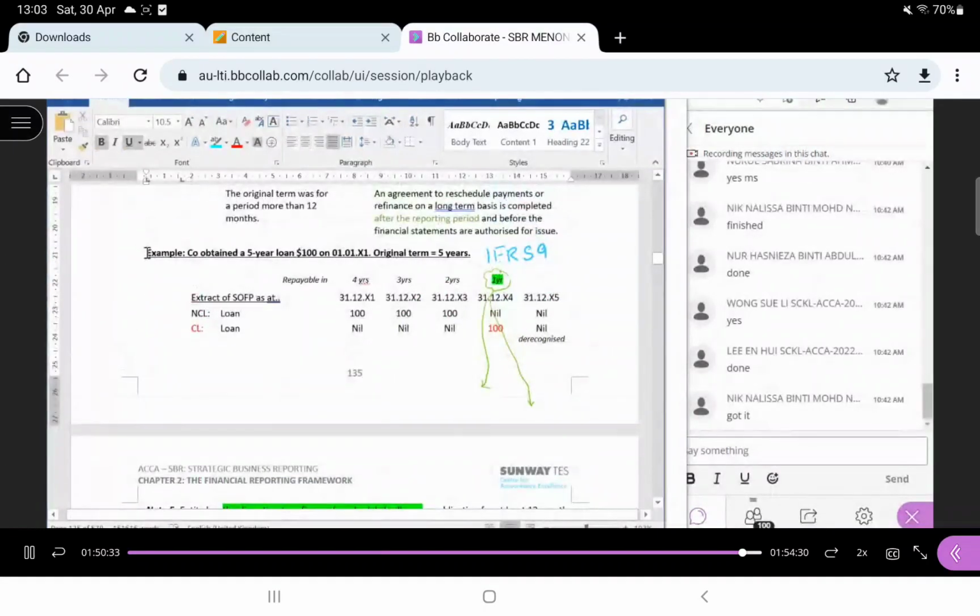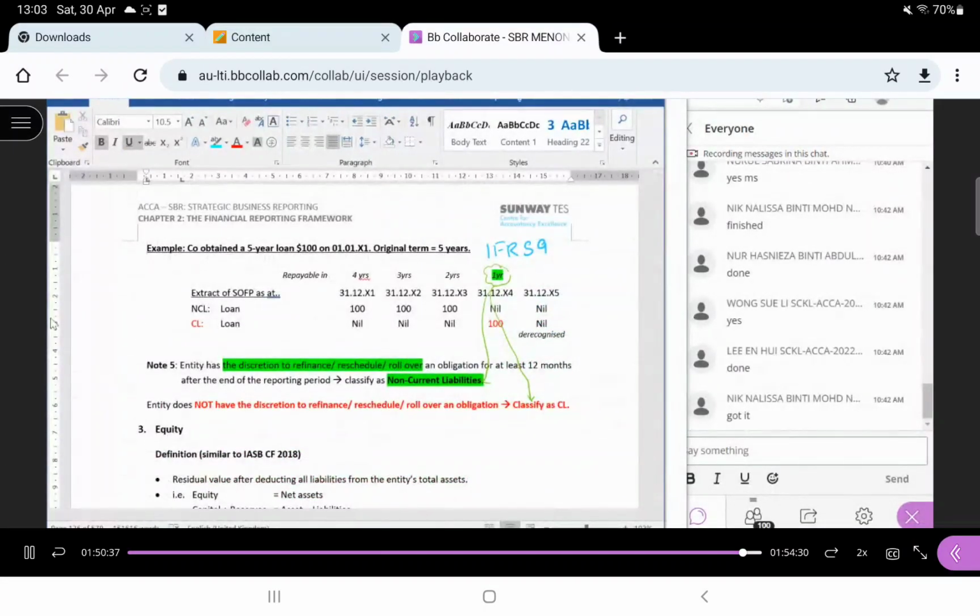Hold on, let me move it down. Now, 5-year loan. I'm just giving you all the examples I put in the book. So original loan 5 years, I would have shown it as NCL for 3 years, except the last but 1 year, I have to move it down to current liability, because if I've not yet negotiated, I cannot roll it over, then it's a current liability. But if related party already negotiated before the year end, NCL. Are we clear?